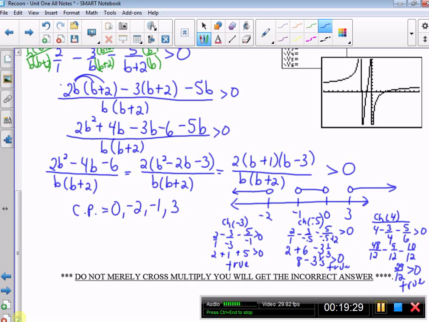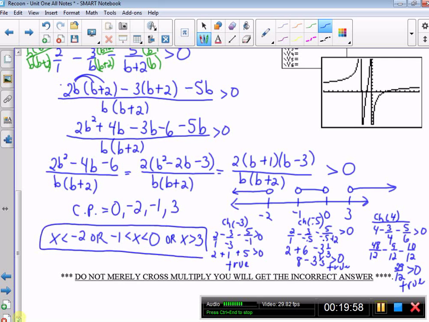So to write this answer, the others do not check. To write this answer, it would be x is less than negative 2, or negative 1 is less than x is less than 0 for the conjunction, or x is greater than 3. So this is how complicated they can get, which is why you need to make sure that you check on the number line.